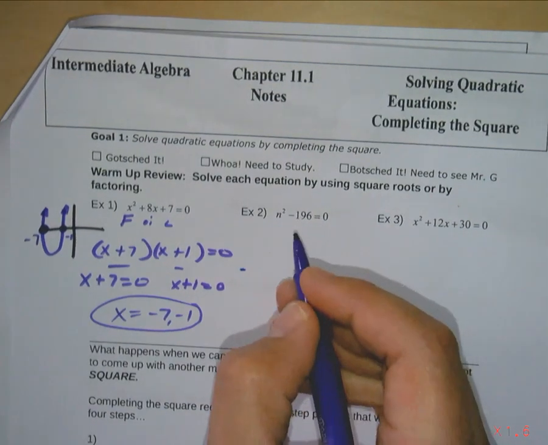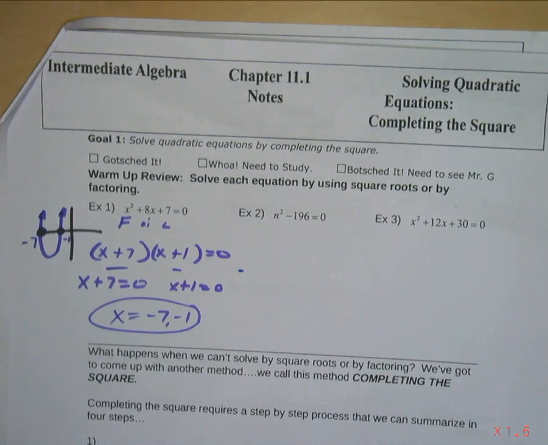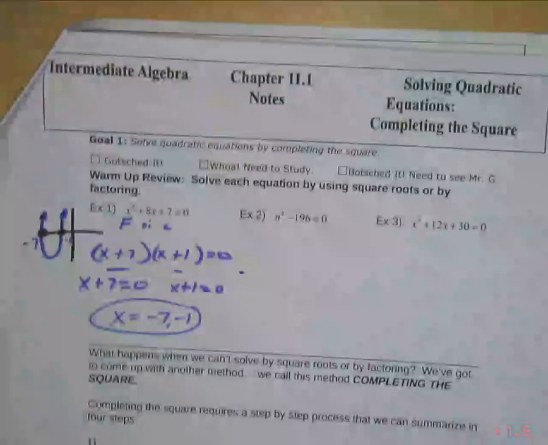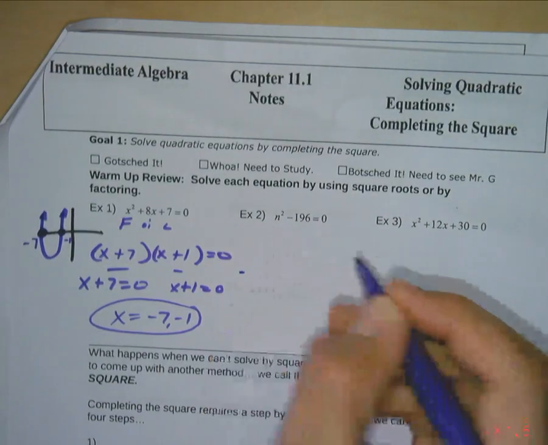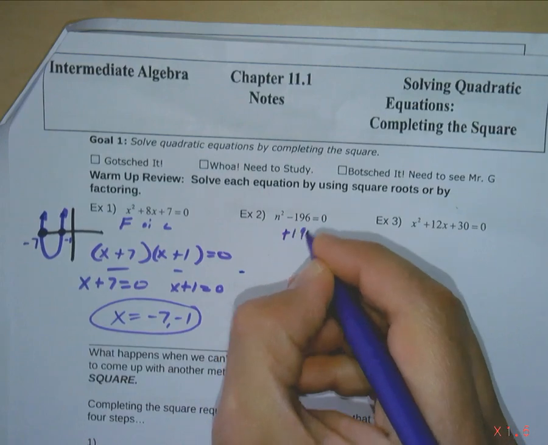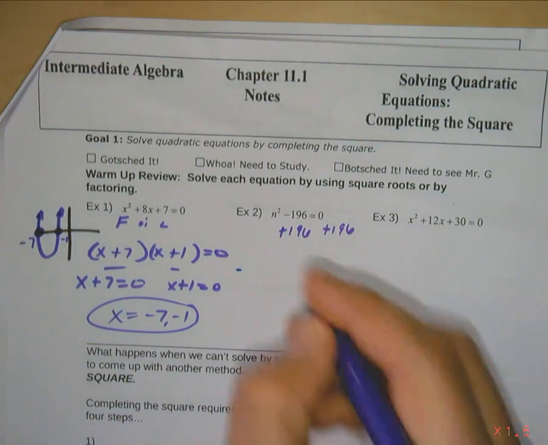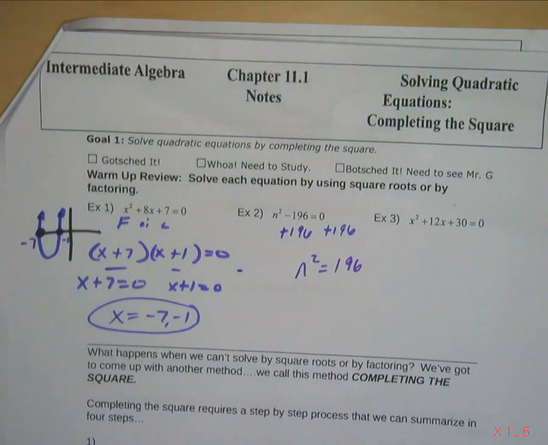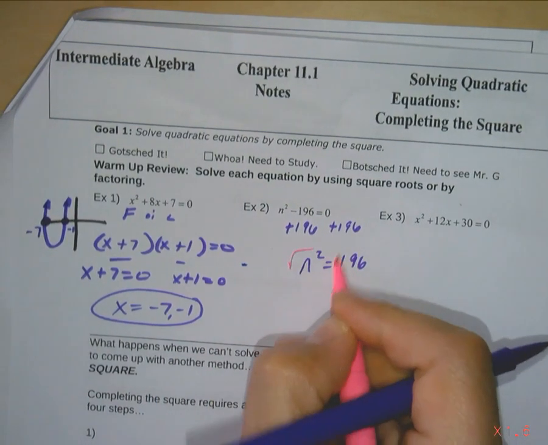When I take a look at number 2, I've got n squared minus 196 equals 0. Okay. You could try to factor this one, or let's do the square root method. Okay. Yesterday or Monday, we said, hey, the square root method is isolate the n squared, so we're going to add the 196 over. So now we got n squared equals 196. And then we square root both sides. We square root this one, and we square root this one.